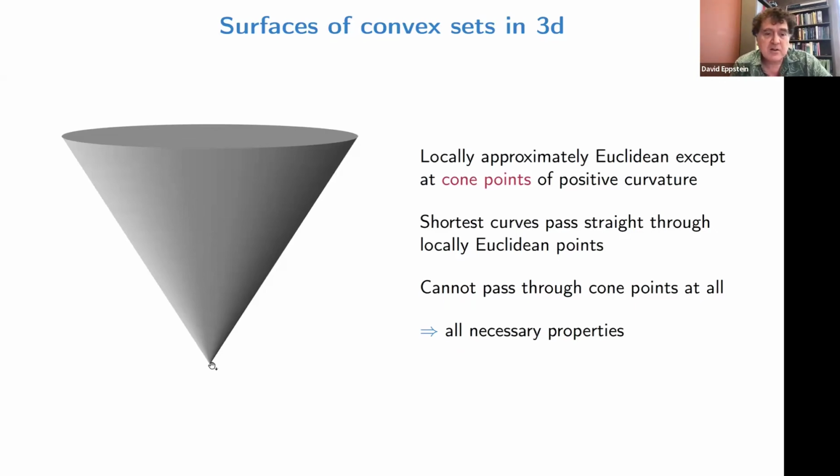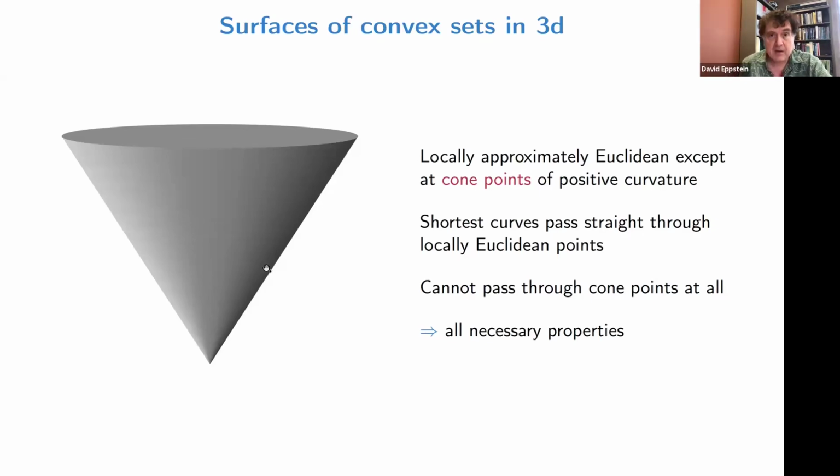At this one point that's not locally Euclidean, it's actually not possible for any shortest curve to pass through that point. You can originate a shortest curve from this point to any other point in the cone, or vice versa, but a shortest curve between 2 points not at this apex does not pass through the apex. And so these surface metrics of convex sets in 3D have all the properties that we need, and any set of points with integer distances must either be finite or lie on a single geodesic on this surface.